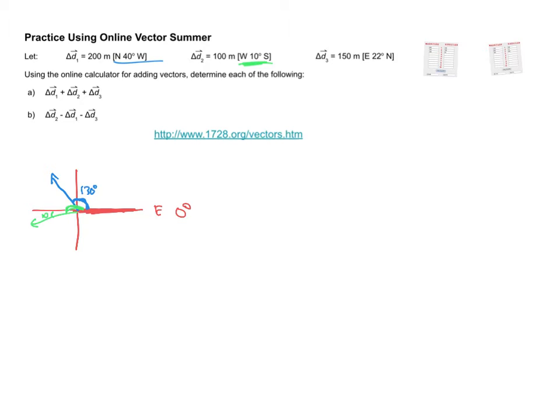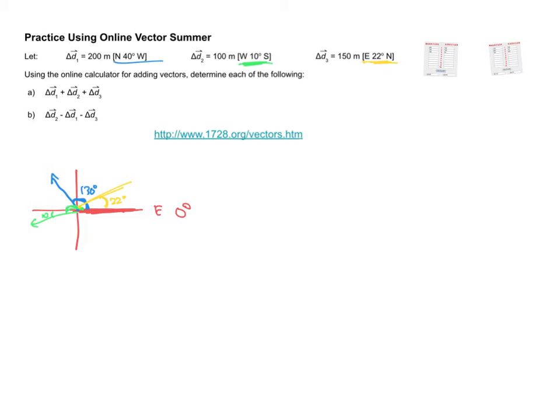And then the last one, east 22 degrees north. Well, that's a nice one. That's in the first quadrant. So I would just put in directly 22 degrees for that one.